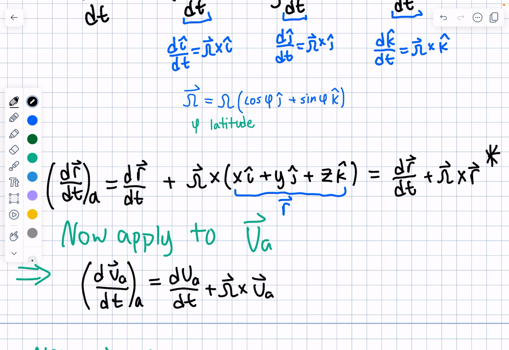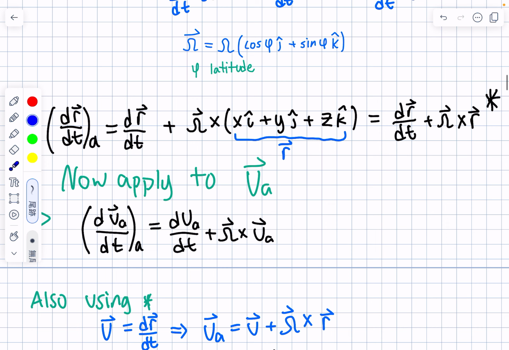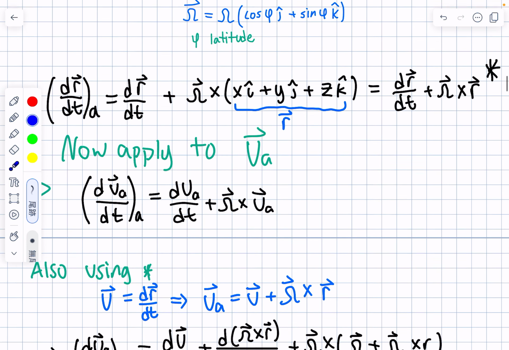And since this is actually also true for any vector we put in, we can also apply it to this vector ui plus vj plus wk. Okay, and so we can basically take this form of our equation here and just plug in ua for r, where u is the inertial velocity, and we will get dua dt in the inertial frame is equal to dua dt plus omega vector cross ua vector.